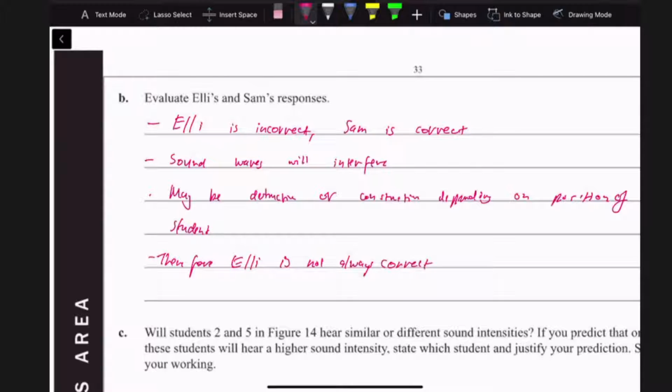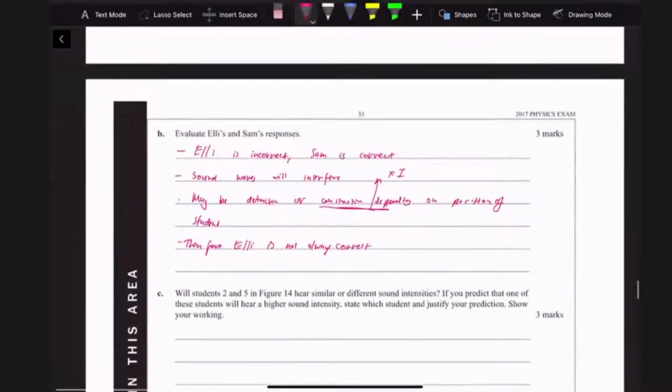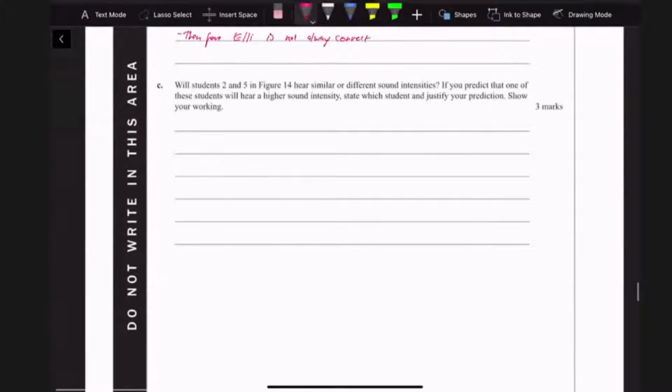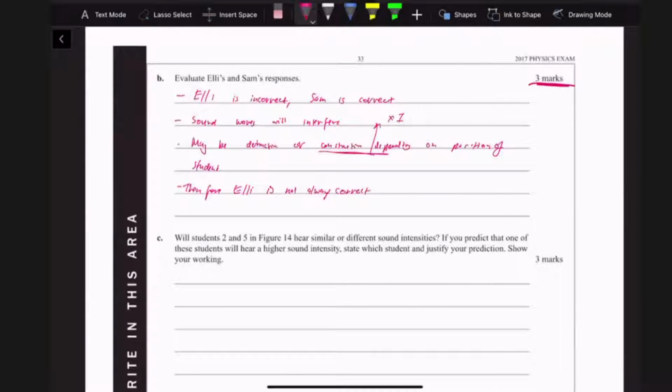And you might also want to mention something here about how that's what happens when you double the sound, that's how you would get an increased intensity, just because it's 3 marks. And then maybe also explain destructive interference and how that would result in a lower intensity.